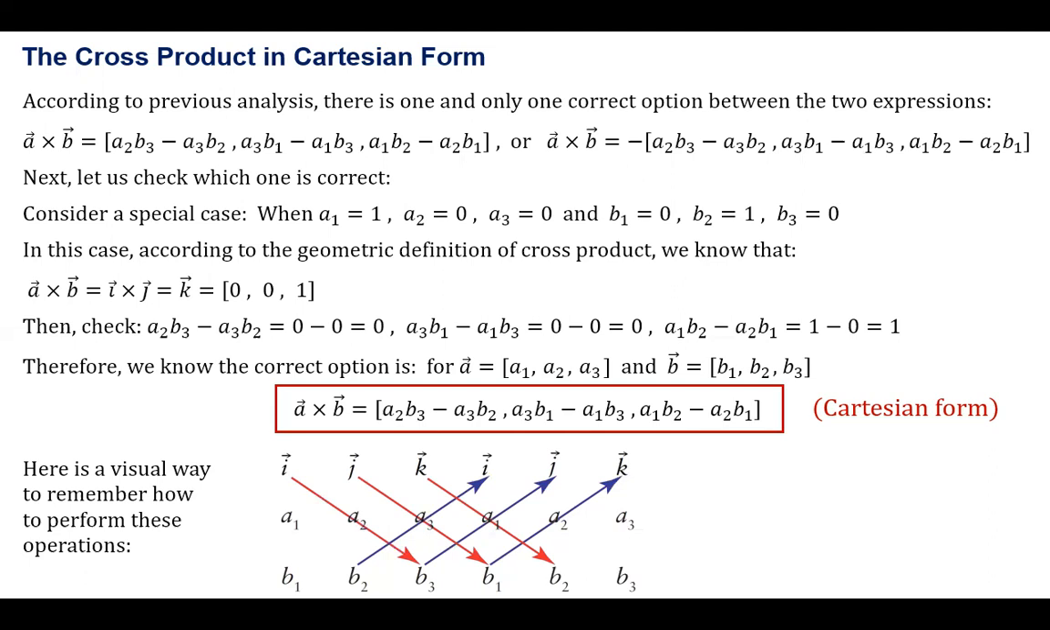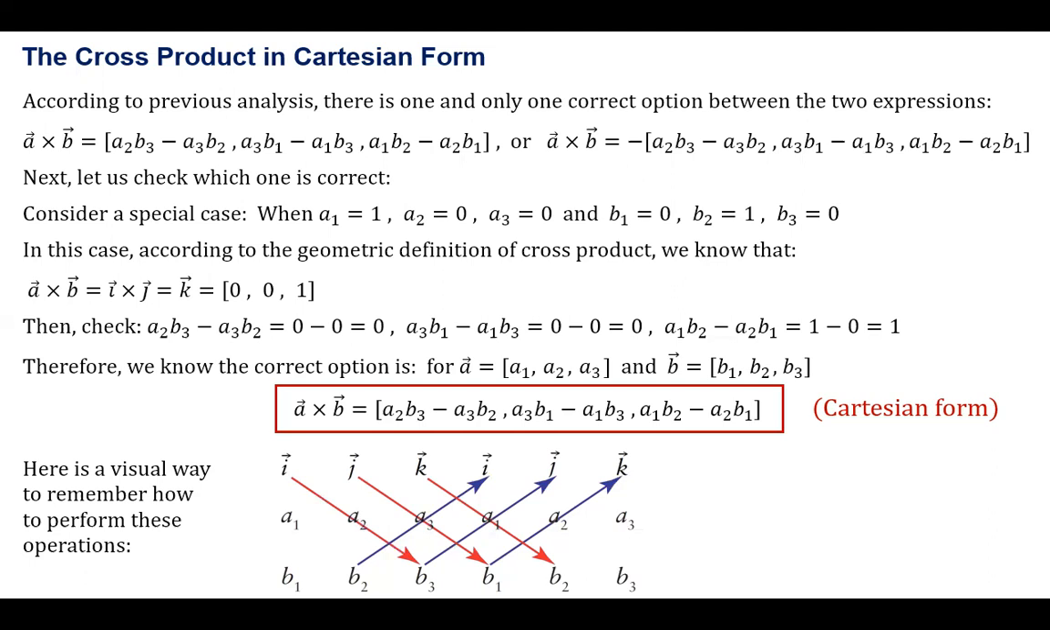Then we check A2 B3 minus A3 B2. By putting all the numbers in, this gives us 0, right? And A3 B1 minus A1 B3, this also gives us 0. And A1 B2 minus A2 B1, this gives us 1, right? Therefore, we know the correct option must be the first one, right?